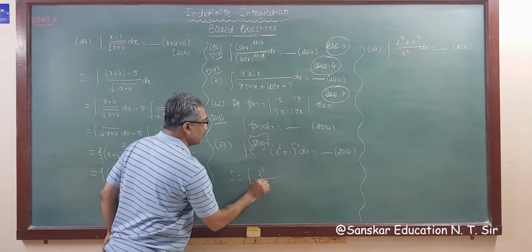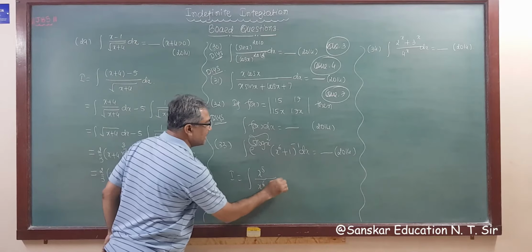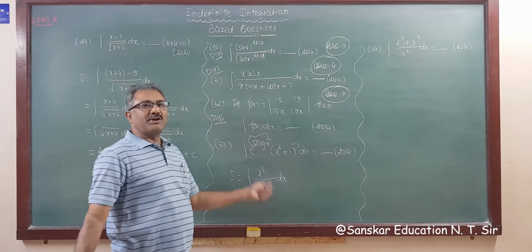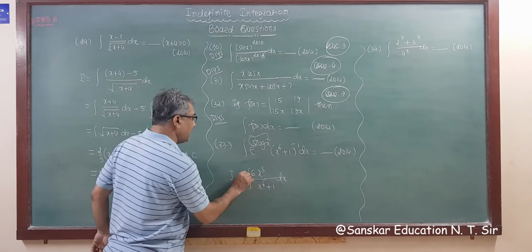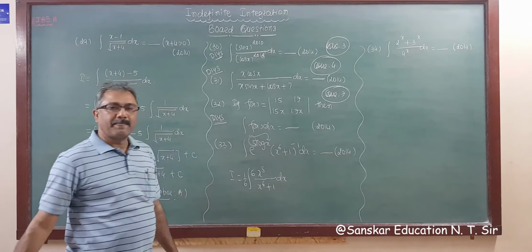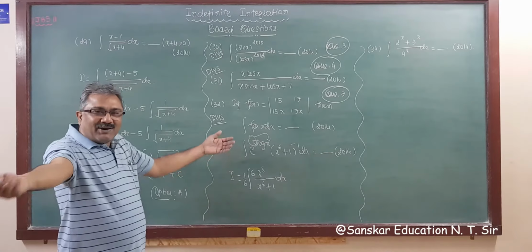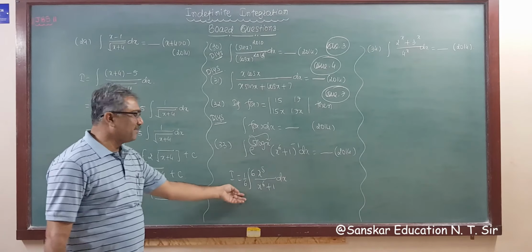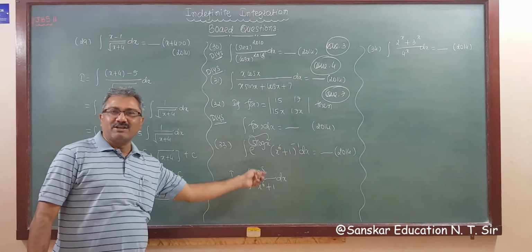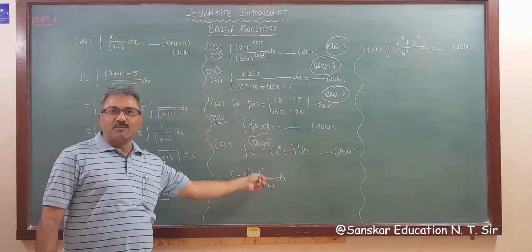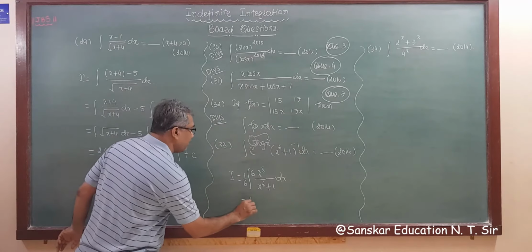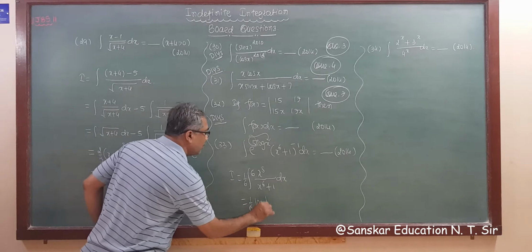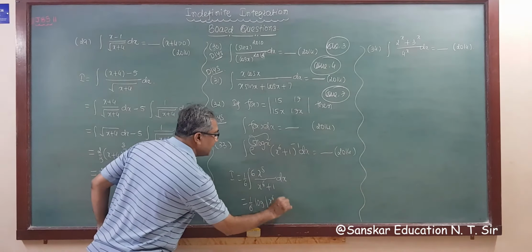So I am writing in the denominator, x raised to 6 plus 1 dx. Now the derivative of the denominator is 6 times x raised to 5, but 6 is not there. So dividing and multiplying by 6, we get 1/6, since the derivative of the log denominator is in the numerator. So the answer is log mod denominator. So the answer will be 1/6 log mod x raised to 6 plus 1 plus c.